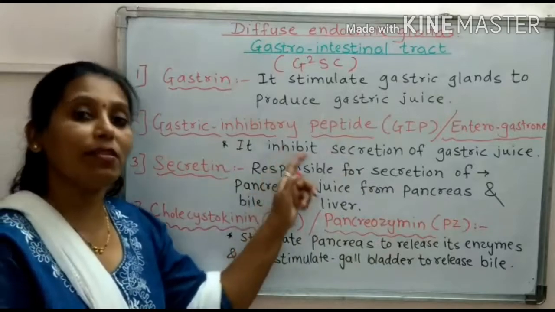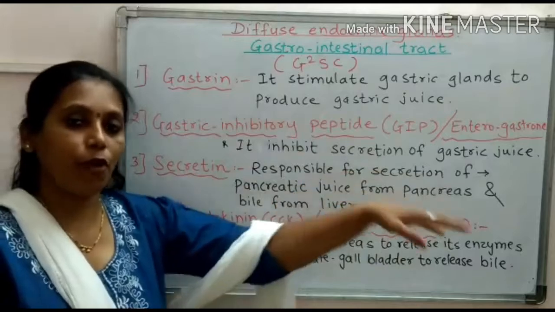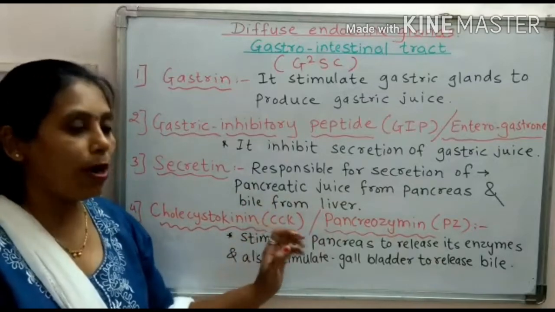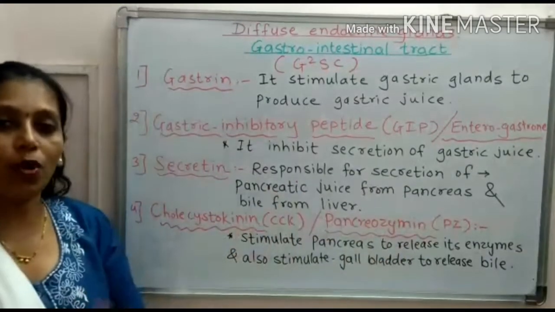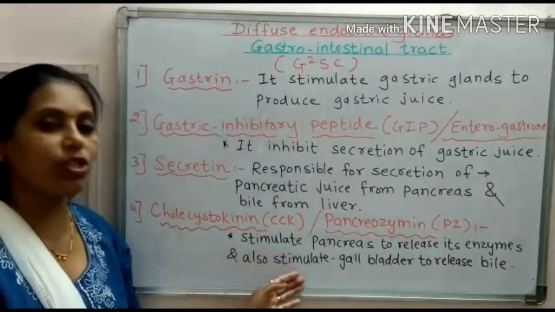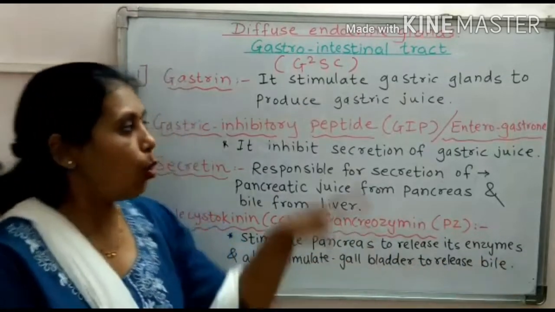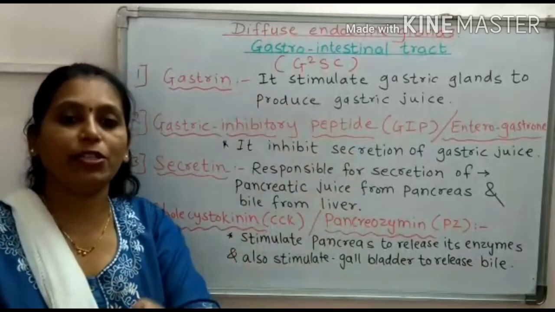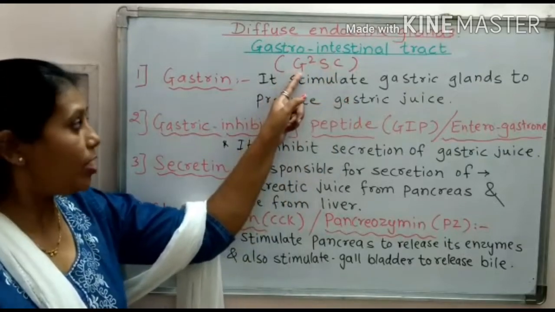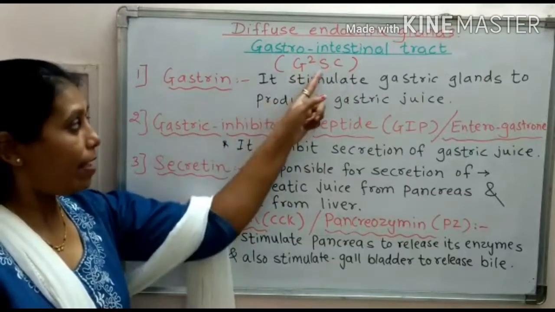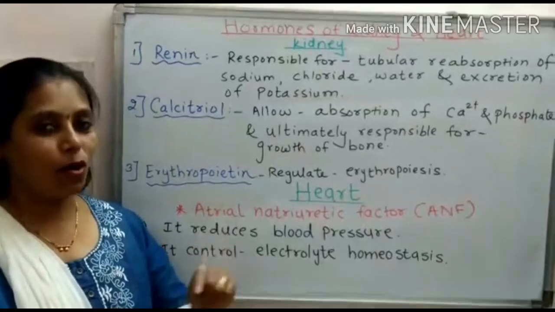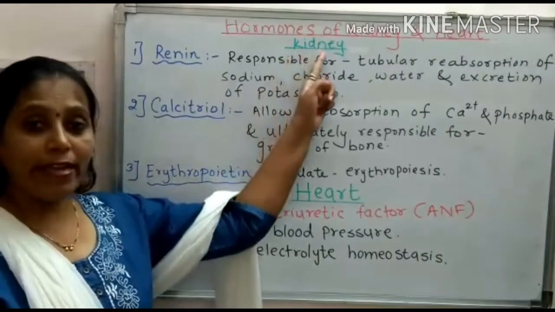Secretin hormone is responsible for secretion of pancreatic juice from the pancreas and bile from the liver. And cholecystokinin, CCK, is also called pancreozymin, PZ. What is the role of this hormone? It stimulates the pancreas to release its enzymes for digestion of food, and it also stimulates the gallbladder to release bile. Overall, all these hormones are related to digestion of food, and you are going to remember these letters G square SC. The first G stands for gastrin, the second G for gastric inhibitory peptide, S for secretin, and C for cholecystokinin. We will now study the hormones secreted by two structures, kidney and heart.